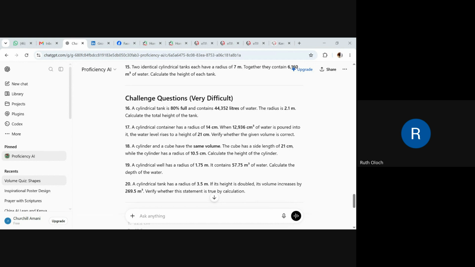Then I calculated the volume of the cylinder, pi r squared h, which is 22 over 7 times 10.5 times 10.5 times h equals 9,261. We get 346.5 h equals 9,261. We divide both sides by 346.5. We get height as 26.73 centimeters.